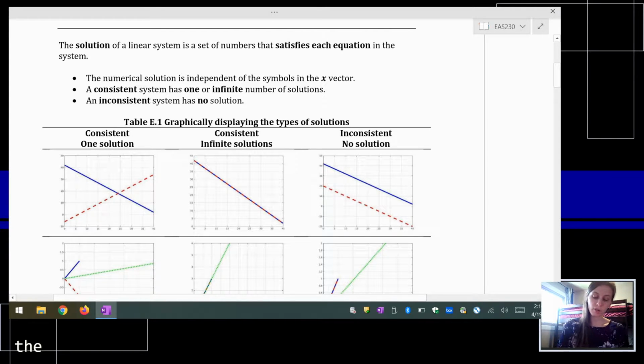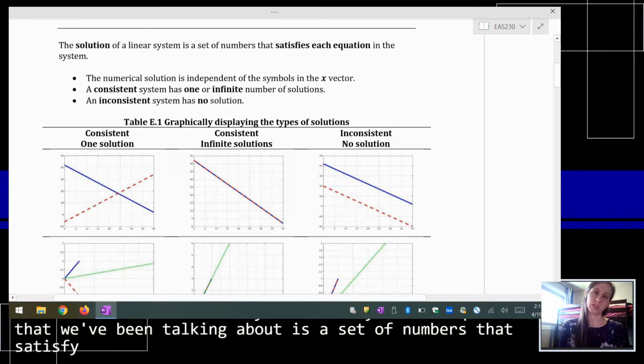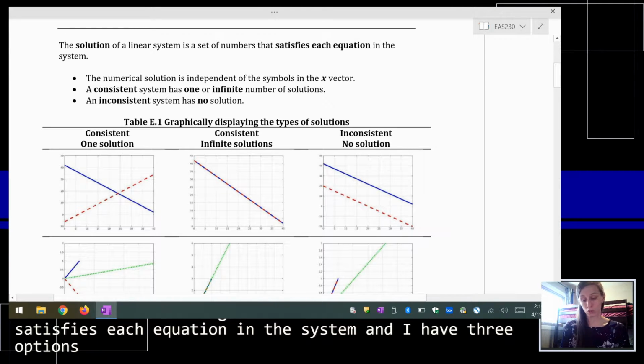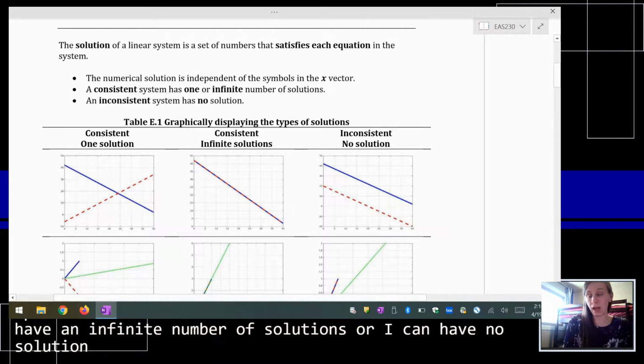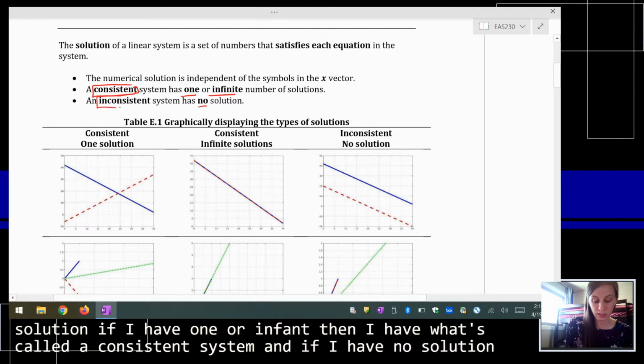The solution of a linear system, or a system of equations that we've been talking about, is a set of numbers that satisfies each equation in the system. And I have 3 options for the solution. I can have one solution, I can have an infinite number of solutions, or I can have no solution. If I have one or infinite, then I have what's called a consistent system, and if I have no solution, I have an inconsistent system.